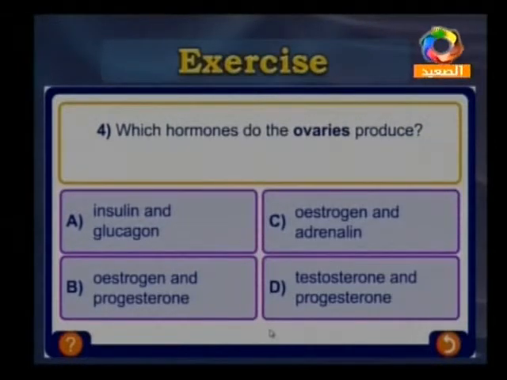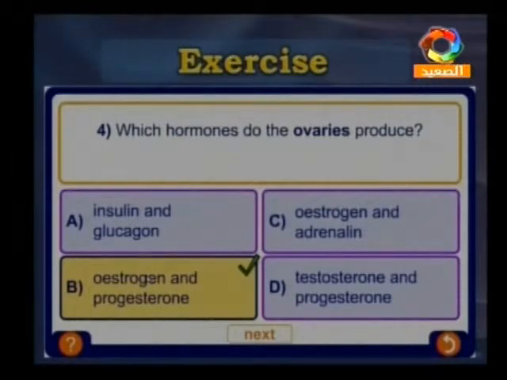So which hormone do the ovaries produce? We have two types of hormones secreted by the ovaries. Which one? Estrogen and progesterone. Excellent. Why? Because insulin and glucagon are secreted by the pancreas, and we saw that in the last question.